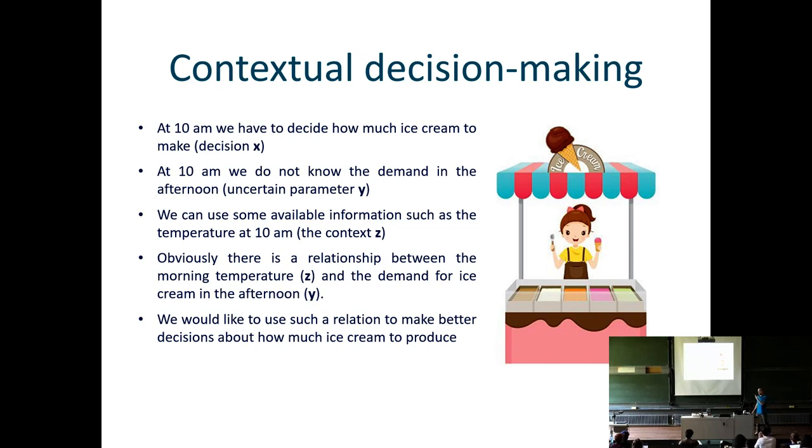So this is a very simple contextual decision-making problem. The context is the temperature, the uncertain parameter is the demand for ice cream, and the decision that we have to make is how much ice cream we are going to produce. Contextual decision-making problems are also referred to in the mathematical programming literature as conditional stochastic optimization problems, or conditional stochastic problems.